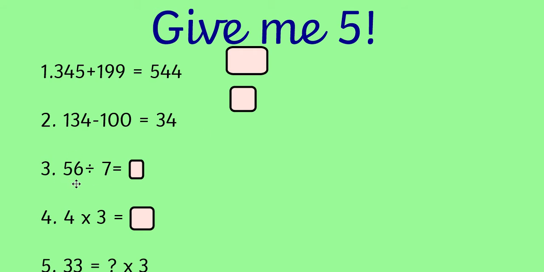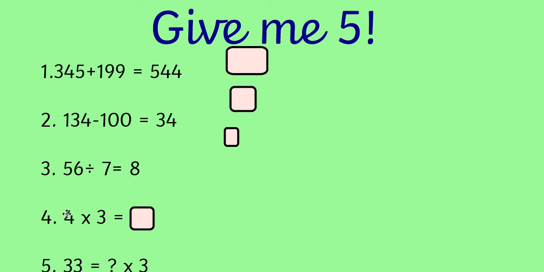Next one then, 56 divided by 7. For this you might need to know your 7 times table. Okay, let's try counting up in 7s. We've got 7, 14, 21, 28, 35, 42, 49, 56. I got 8 on my fingers there. 56 divided by 7 is 8. 7 times 8 is 56.